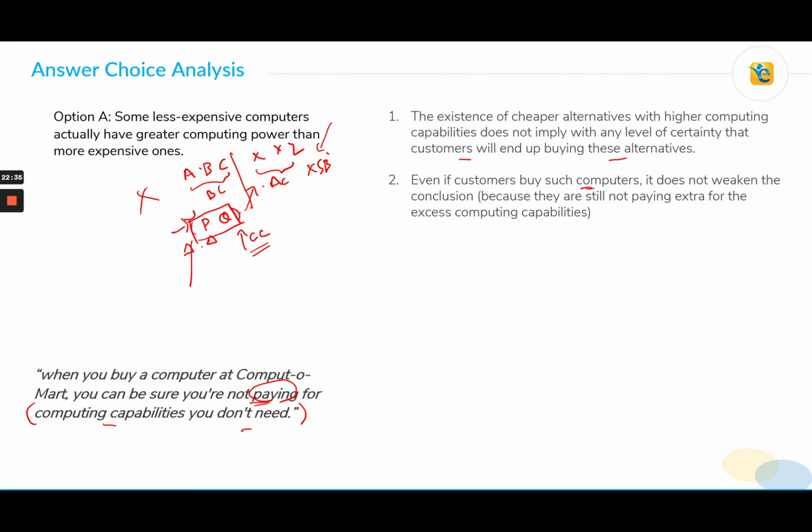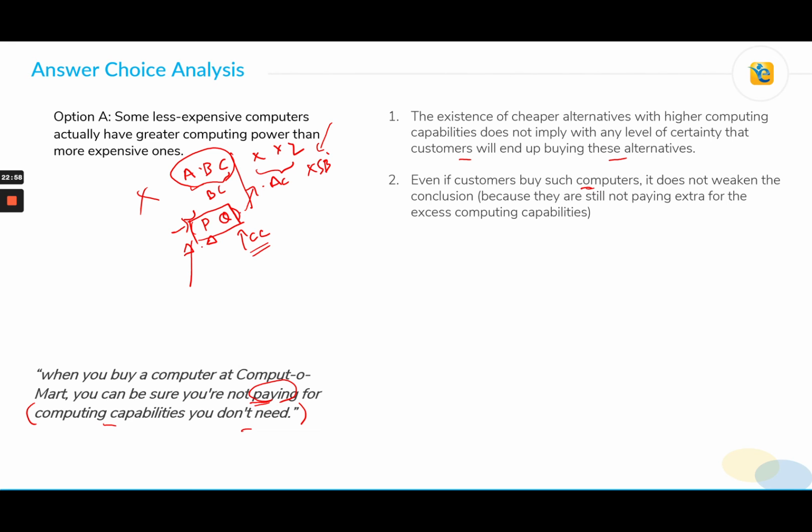I paid pretty much the same. I could have paid pretty much the same as what I would have paid for ABC. It's not that I paid for this extra computing capability. I just got something fairly cheap, right? So yet again, you cannot just say that even if I bought these computers, it translates to me paying for these computing capabilities.